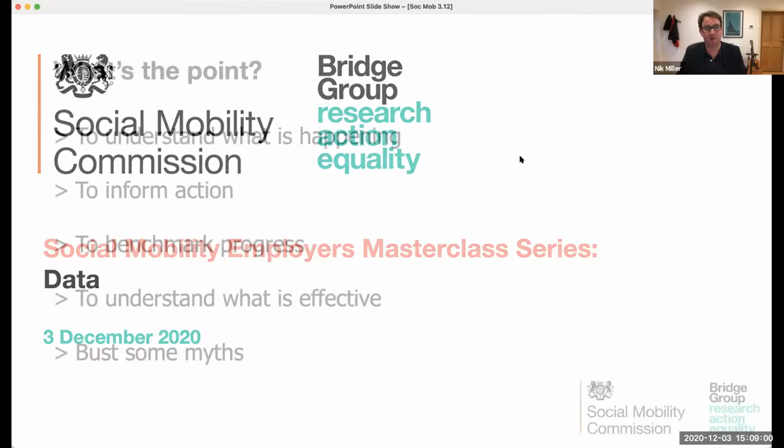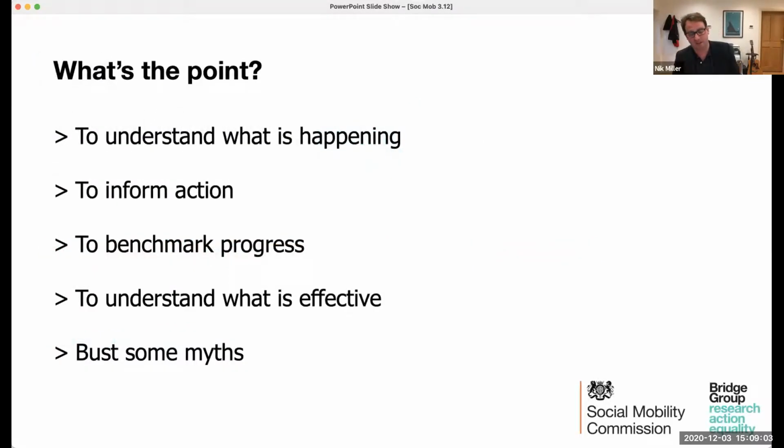So let's start with what's the point of collecting the data? Well, the first point is pretty obvious: to understand what's happening. I find it deeply suspicious if we talk to an organisation who says, oh yes, we've cared about this for years, but they don't know at all about the workforce patterning within their own organisation. But of course, the main point of collecting the data is to inform action, to focus action and activity in the areas where it will make the most difference, and to understand whether things are actually making a difference.